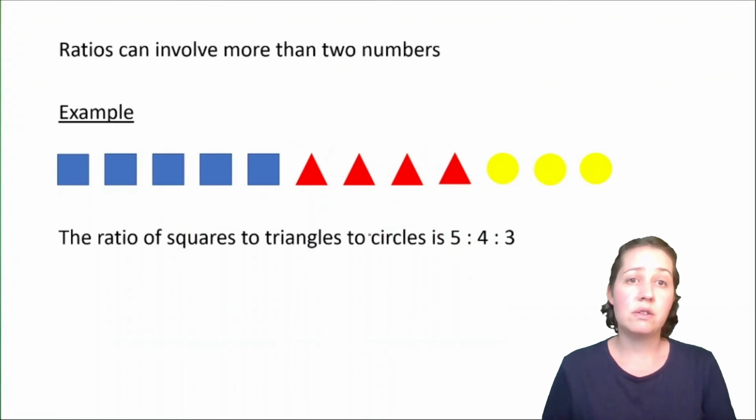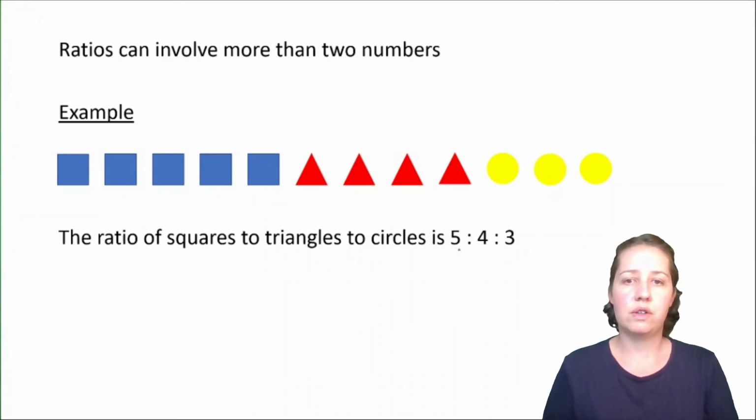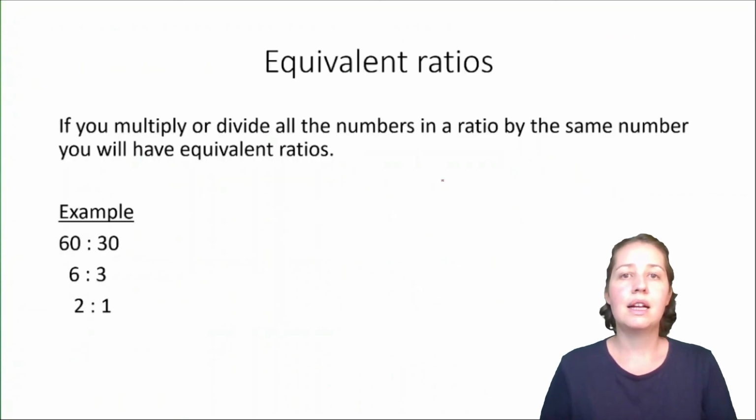We can use ratios for any number of numbers, okay? So here we have squares, we have triangles, we have circles. We have 5 squares again, so ratio 5 to 4 triangles to 3 circles. Okay, so the ratio is 5 to 4 to 3. Let's talk about equivalent ratios.